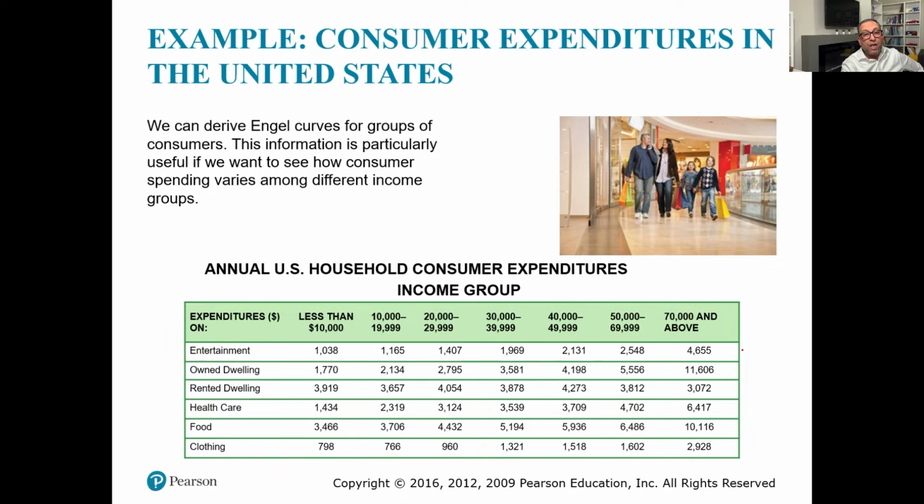The rented dwelling is the only product out of all these 6 products that has an Engel curve which changes after a point, this point. After the income is increased to more than 50,000, the consumer starts thinking that it is good to have their own house instead of renting a house. So that's why it's going to decrease after this point.